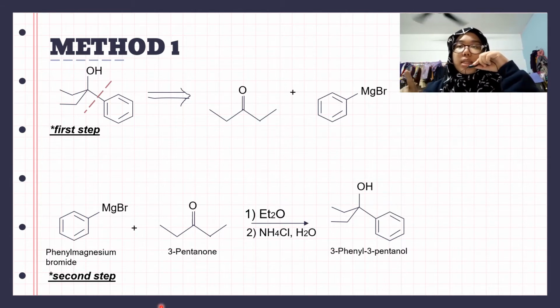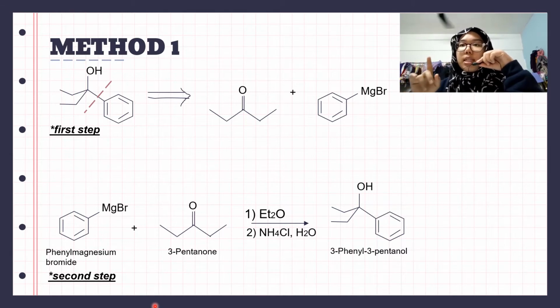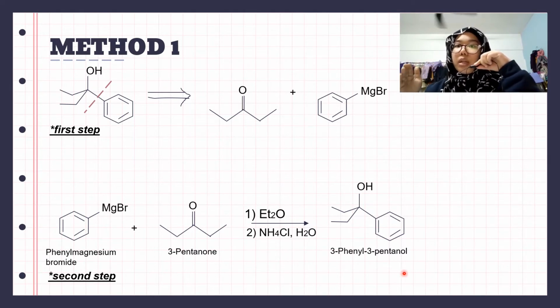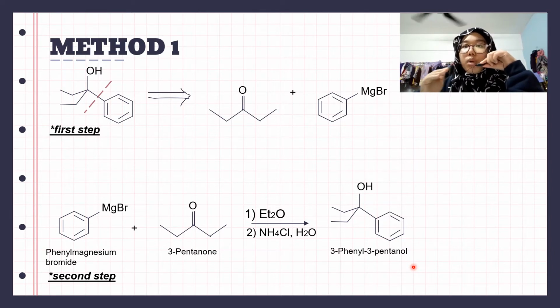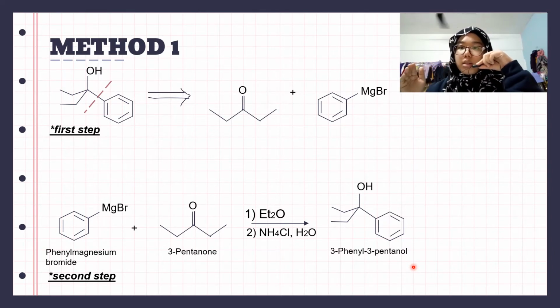As we know, synthesis is about reverse techniques, which means we need a retrosynthetic analysis step to create a synthesis. Here we can see that there is a dotted line in the compound. The dotted line means that they are about to separate, so it will become like the first reaction. For the second step, we just need to list back the products from the first step. So the reaction will be like this. When phenyl magnesium bromide reacts with 3-pentanone, it will give this compound back, which is 3-phenyl-3-pentanol.